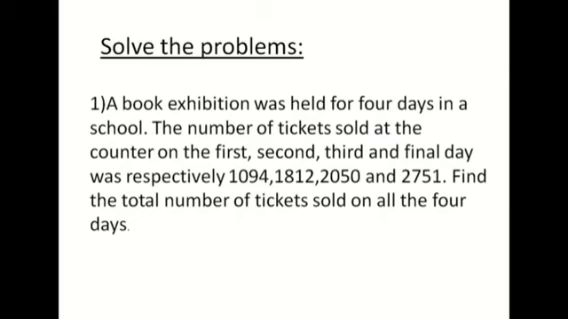So I have read the question. Now we will try to understand. A book exhibition was held for how many days? 4 days. And the number of tickets sold on the first, second, third and final day: the first day 1094, second day 1812, third day 2050 and the final day 2751. You have to find out the total number of tickets sold on all the 4 days.